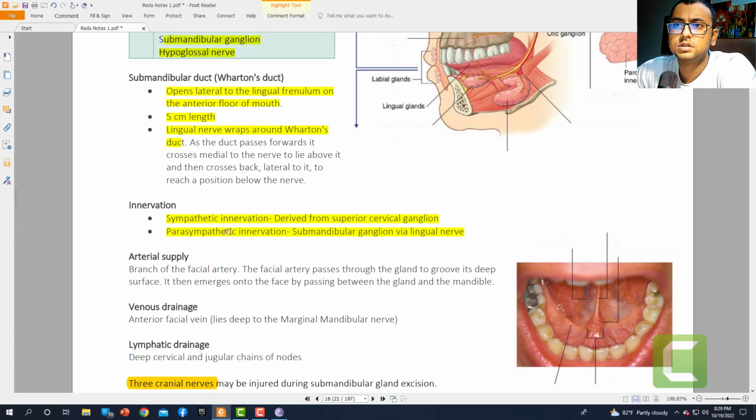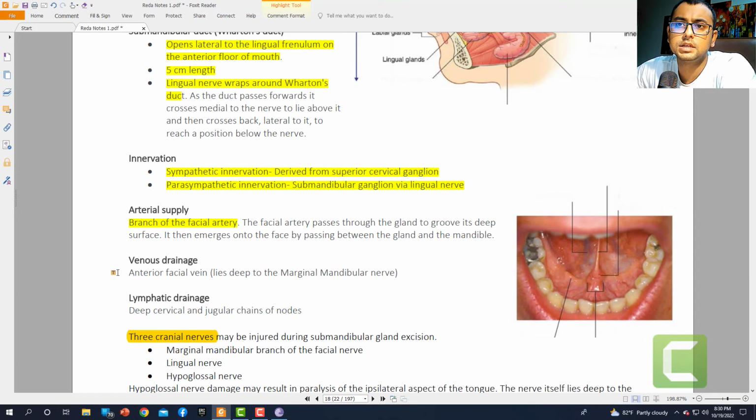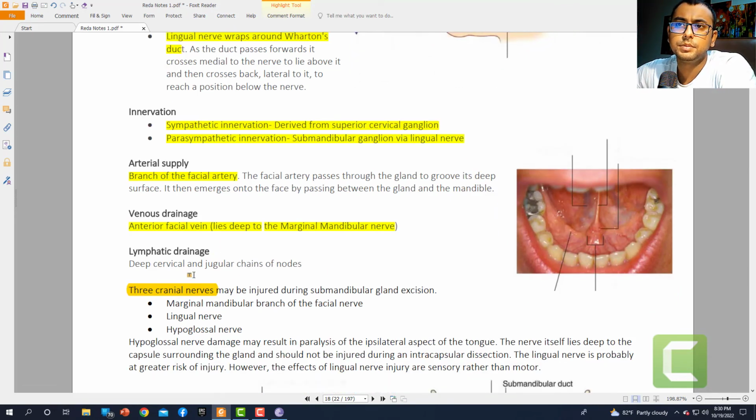The arterial supply is a branch of the facial artery. The facial artery passes through a groove on the gland's deep surface. It then emerges into the face by passing between the gland and the mandible. For venous drainage, the anterior facial vein lies superficial and the marginal mandibular nerve lies superficial to it; these two structures are superficial. And the lymphatic drainage is to the deep cervical nodes and the jugular chain of nodes.